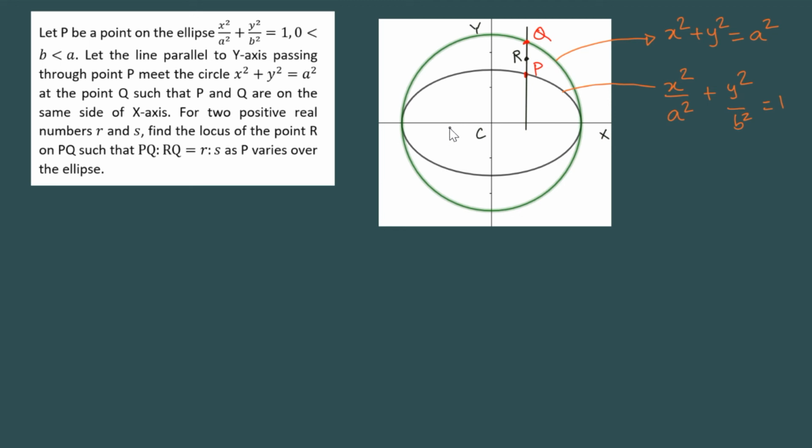One immediate property of the auxiliary circle that we can use is, if I take this point as N, then immediately I have PN by QN equal to B by A. So we can use this. And I take the coordinates of R as x comma y.